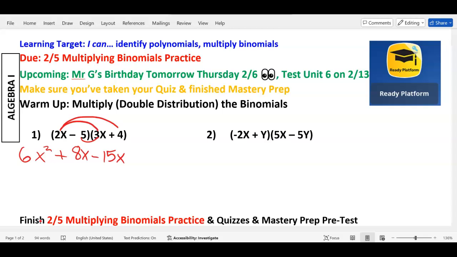Okay. And then last terms. So negative 5 times positive 4. Negative times positive gives me negative. 5 times 4 is 20. 6x squared plus 8x minus 15x minus 20.